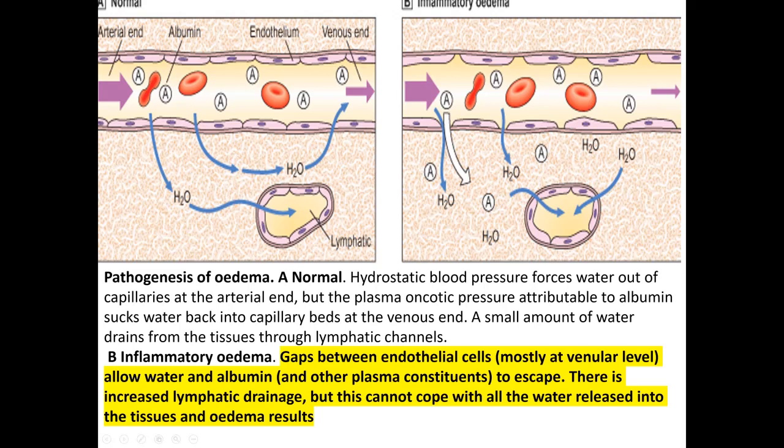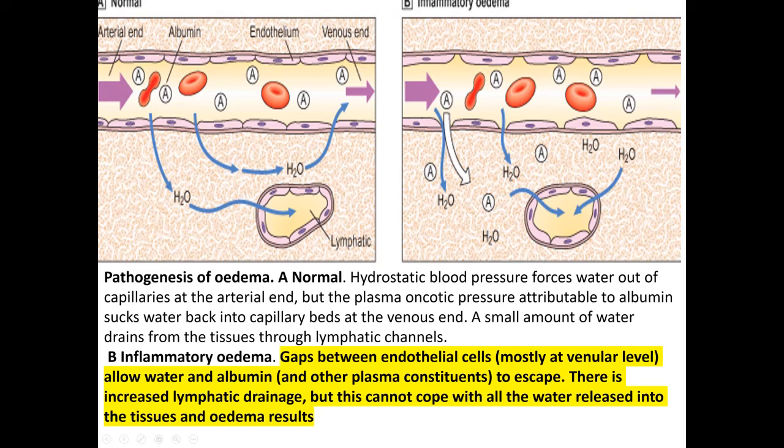Now, this is another photograph. The first photograph shows the normal where fluid is coming out at the arterial end and going back at the venous end. The fluid which is left behind is drained by the lymphatics.